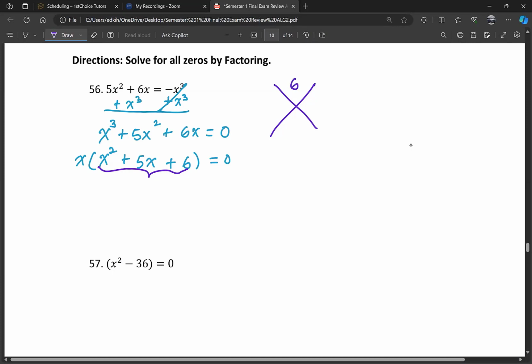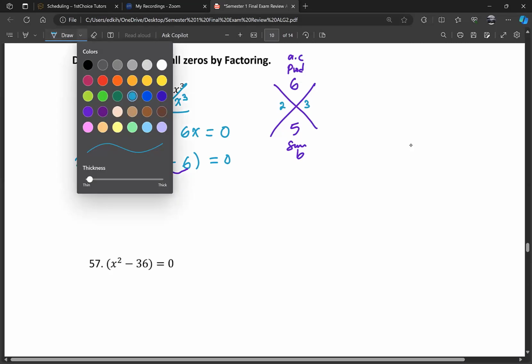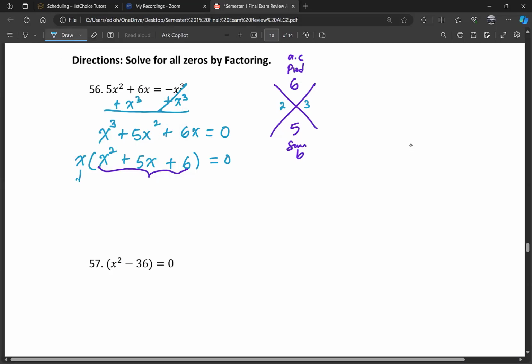Product is 6, sum is 5. Product and sum. A times C and B, just for those who need a quick refresher. So what multiplies to 6 and adds to 5? If you've said 2 and 3, you are correct. So now we have the factors that we want. Bring down the x that you factored out at the beginning. Don't lose your GCF. Keep bringing it down with you. And then now this becomes x plus 2 and x plus 3.